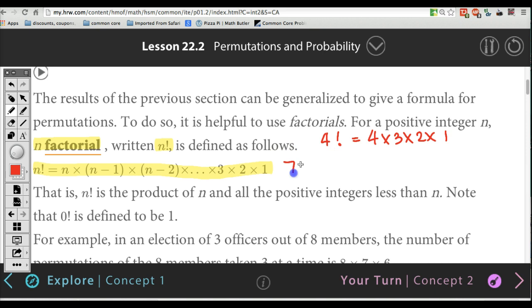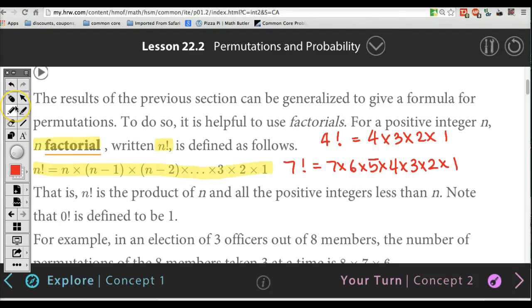So then what's 7 factorial? Yes, 7 times 6 times 5 times 4 times 3 times 2 times 1. And that is what a factorial is. Okay?